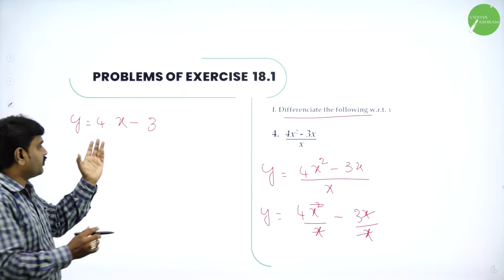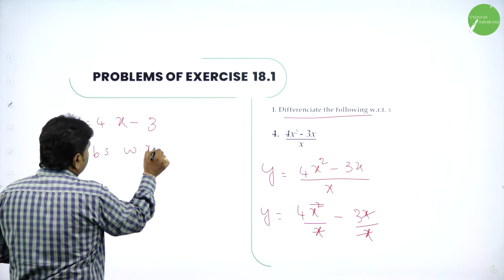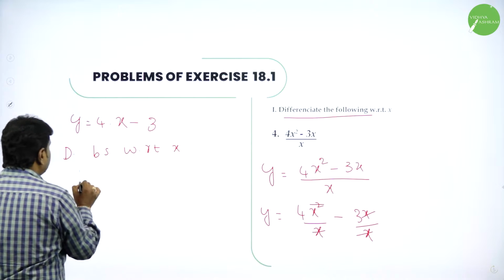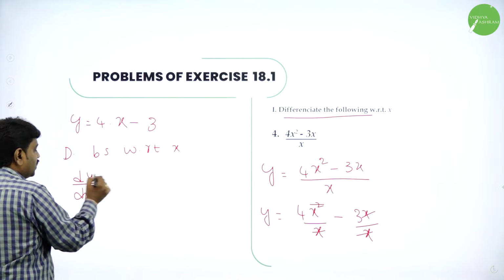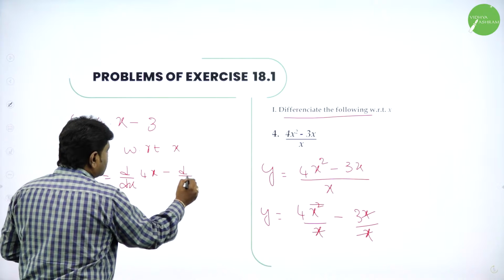Now it is simple, differentiate both sides with respect to x. Differentiate both sides with respect to what? X. If you do that, LHS becomes d by dx of y, RHS is d by dx of 4x minus d by dx of 3.